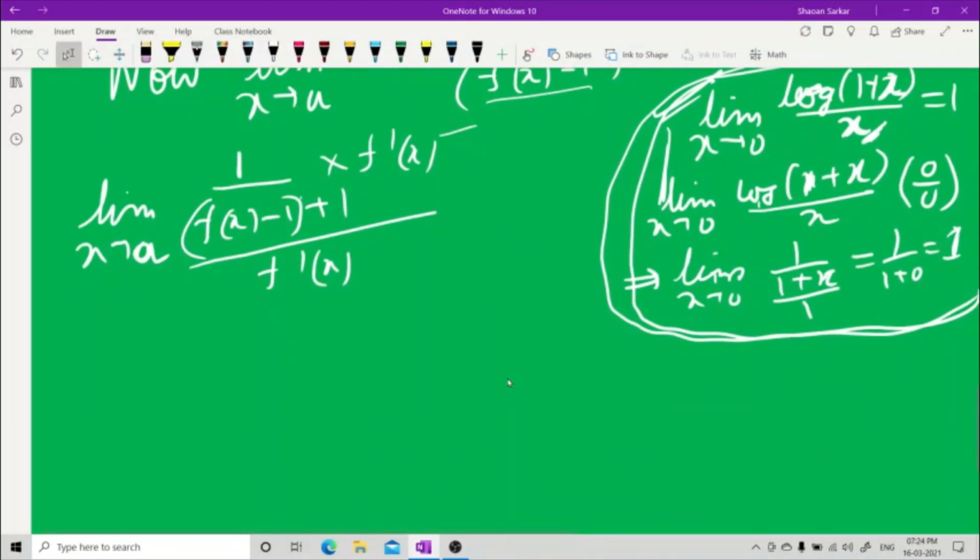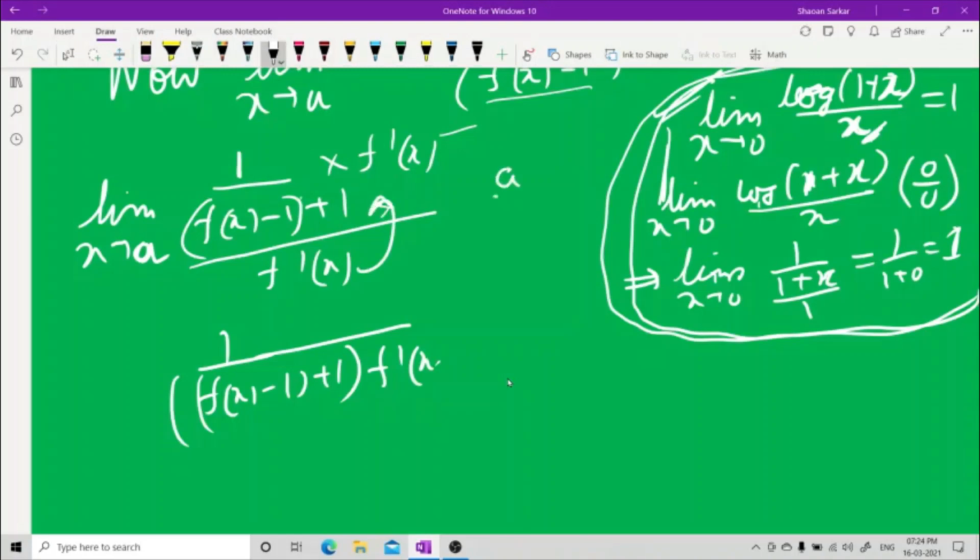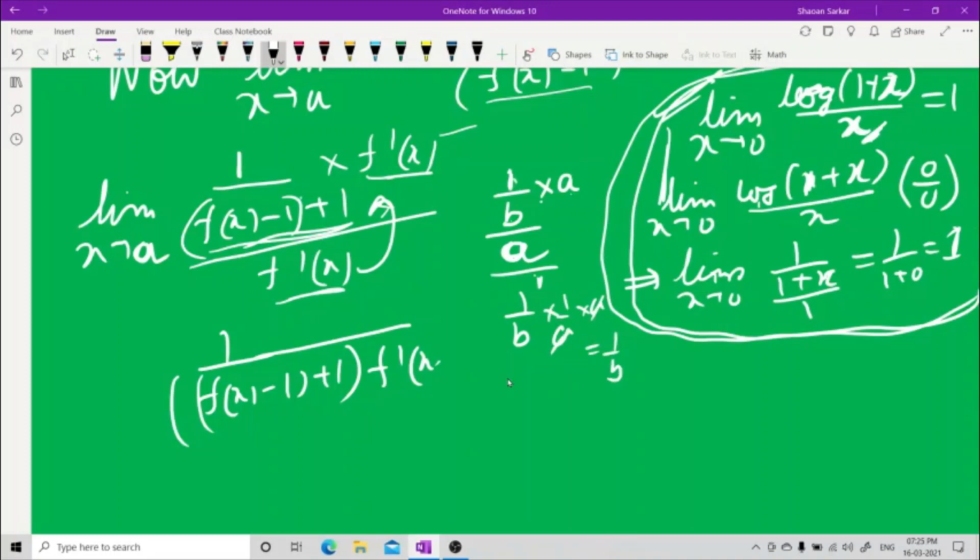Now here, do one thing. Now 1 upon fx minus 1 plus 1 whole multiplied f dash x, this f dash x will come here because it is a by b by c. Look at this, this is again a type: 1 by b into a, where b is this whole stuff and a is this stuff. Now 1 by b, then you have a by 1, into 1 by a into a. They cancel out and you get 1 by b. So this is f dash x into f dash x, now they cancel out each other.